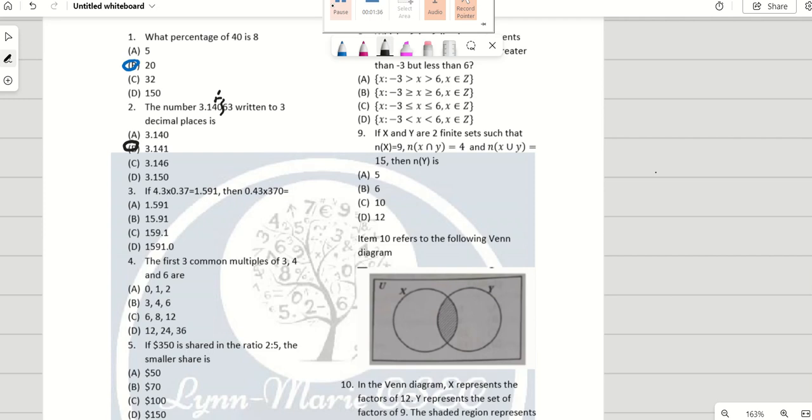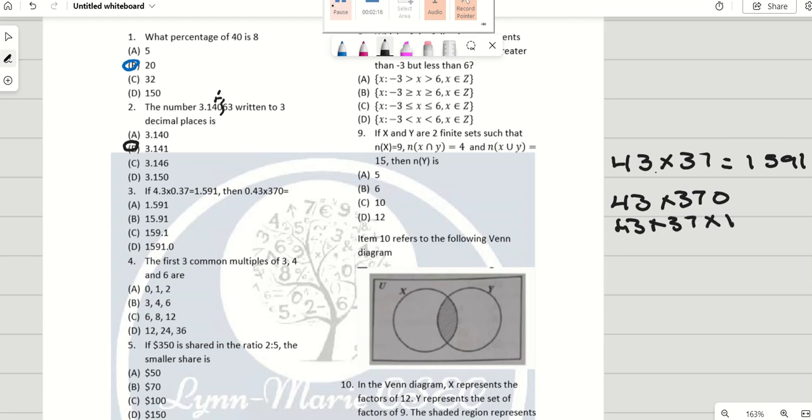Right, this question here, remember, we remove our decimal points and see if they are the same number. It's not, it's 370 and this one is 37. So to go from 37 to 370, we know we multiply by 10. Let me show you. We have 43 multiplied by 37 is equal to 1591. The next one is 43 multiplied by 370. Remember, I'm just removing the decimal points. The only difference between 37 and 370 is 43 multiplied by 37 multiplied by 10.